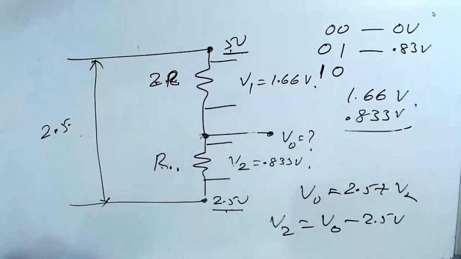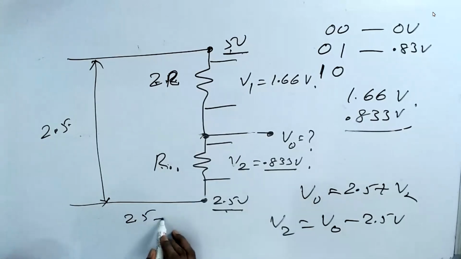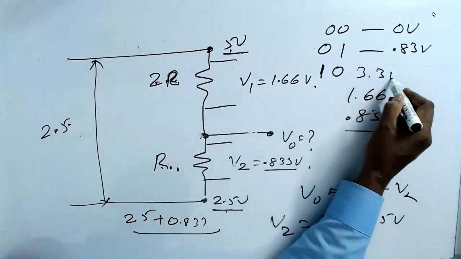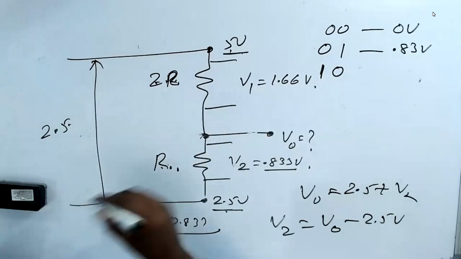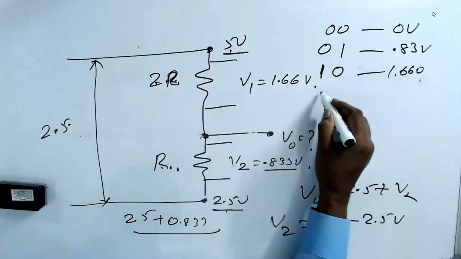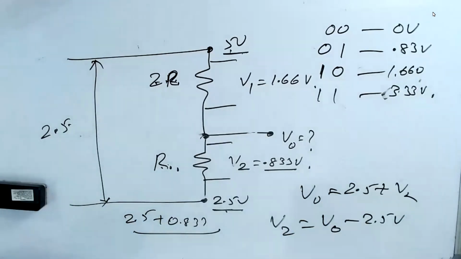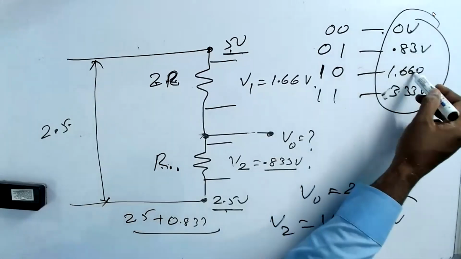How much? Now at least, 2.5 plus 0.833, you get about 3.3 volts. So we get here 3.3 volts. So it's like this. 1 0 means I get 1.66 volt. 1 1 means I get 3.33 volts. That's all possible. There are 4 combinations here. For every input, I get a different voltage.